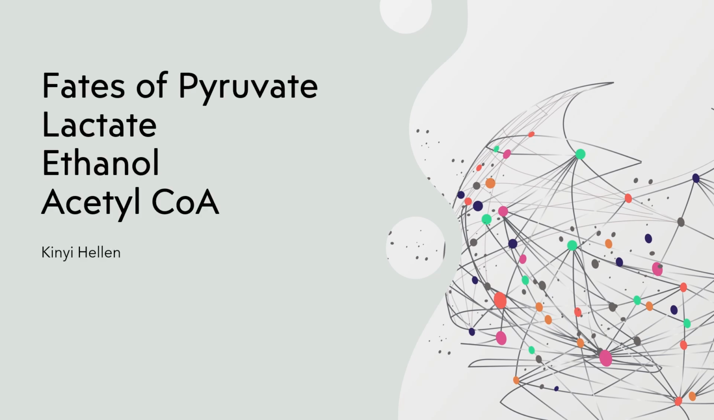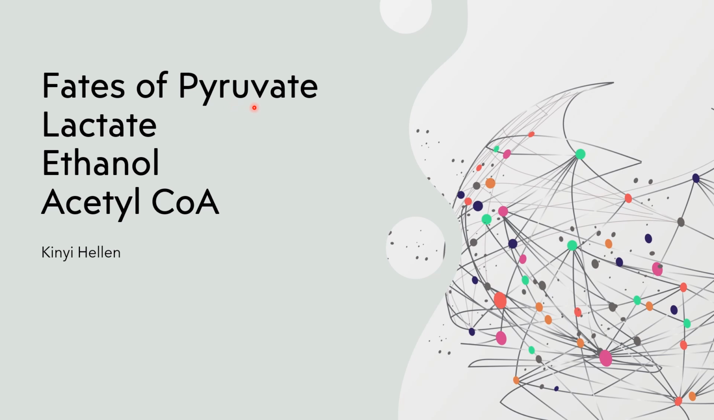Hello everyone, welcome back. So let us continue looking at our series of lectures on carbohydrate metabolism. And today we're going to look at the effects of pyruvate. The last time we saw glucose was broken down in glycolysis to pyruvate. So in this particular class, we want to answer the question, what happens to this pyruvate?